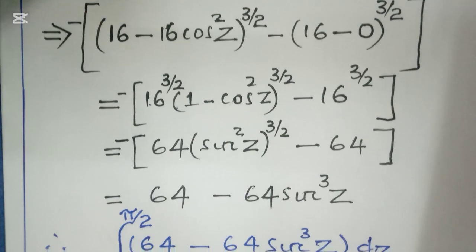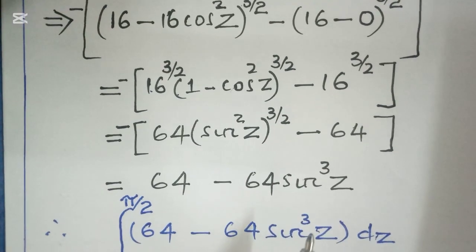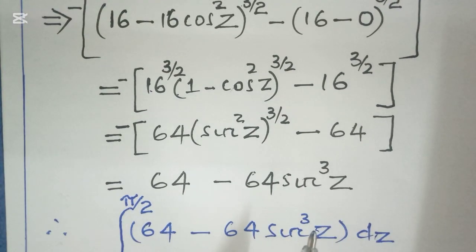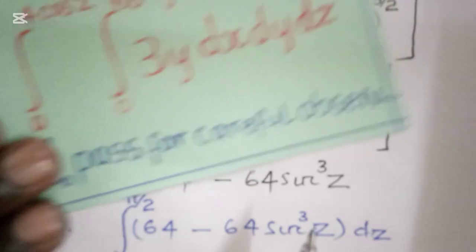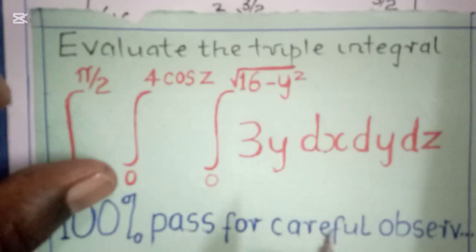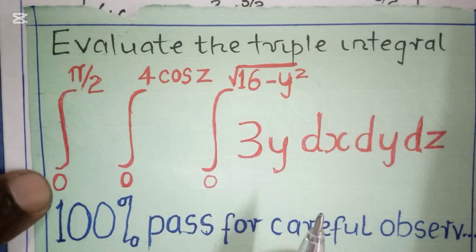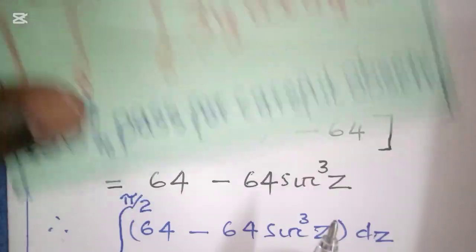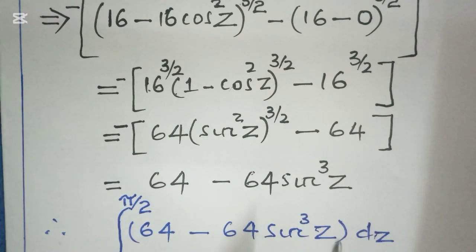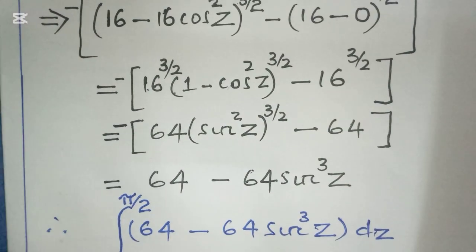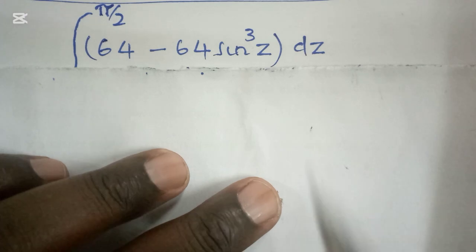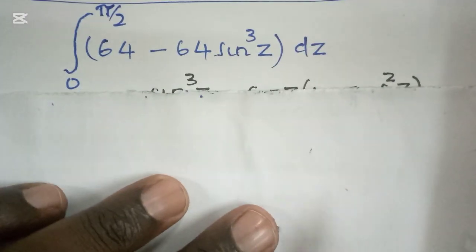And this is the third integration now. Our limit is 0 to pi over 2, as it is written right here. This is from 0 to pi over 2. And so, guys, after that, now we come and integrate that.